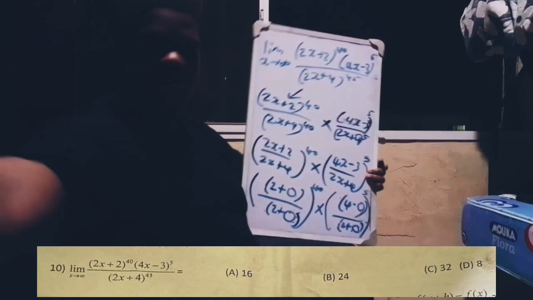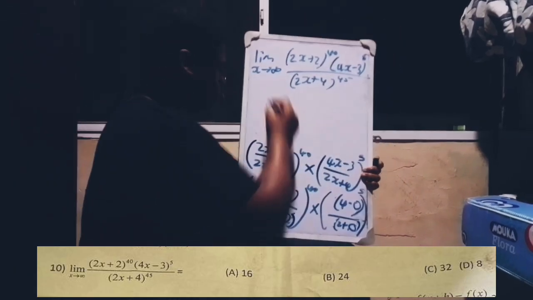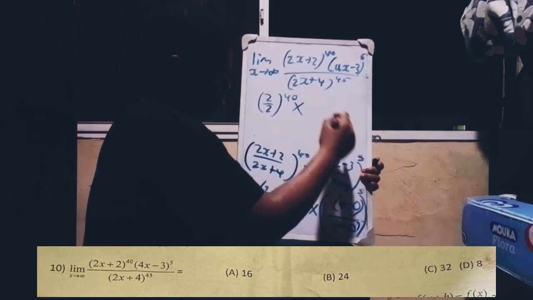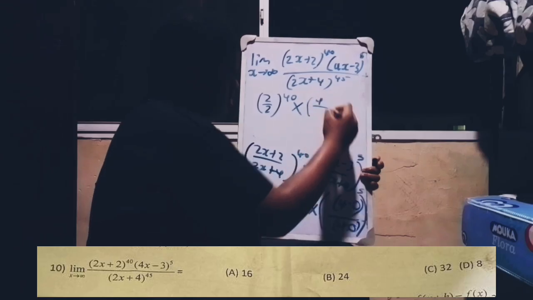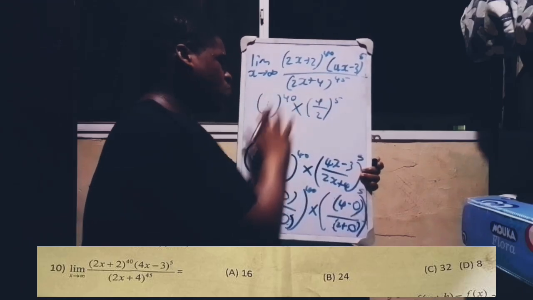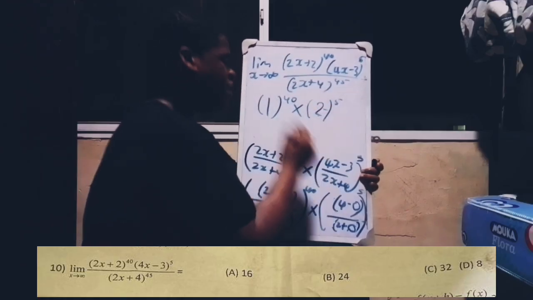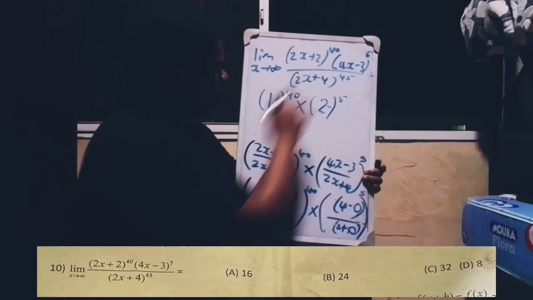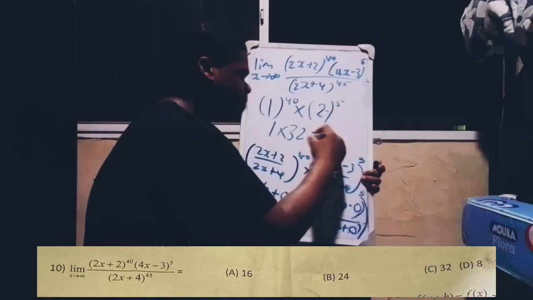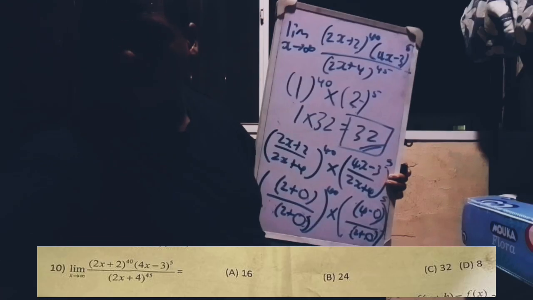Let me clean the top here. So all we're left with here is 2 divided by 2 to the power of 40 times 4 divided by 2 to the power of 5. 2 divided by 2 is 1 to the power of 40. 4 divided by 2 is 2 to the power of 5. 1 to the power of anything is 1. So 1 to the power of 40 is just 1, times 2 to the power of 5, which is 32. So 1 times 32 equals 32. Let's put a box around that. 32, and that's option C.